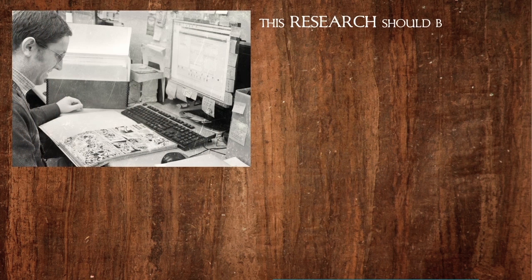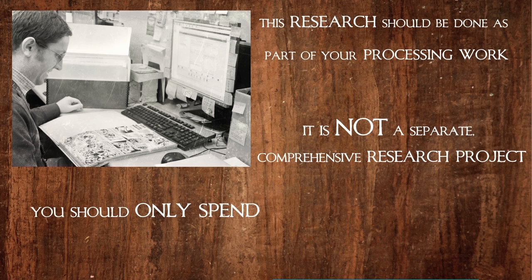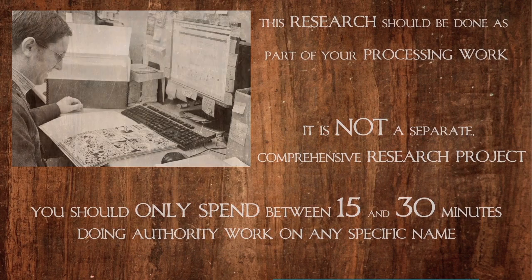This research should be done as part of your processing work and should not be considered a separate comprehensive research project. You should only spend between 15 to 30 minutes doing authority work on any specific name. If you are not able to find additional information within this time limit, enter what you have and note what sources you consulted.